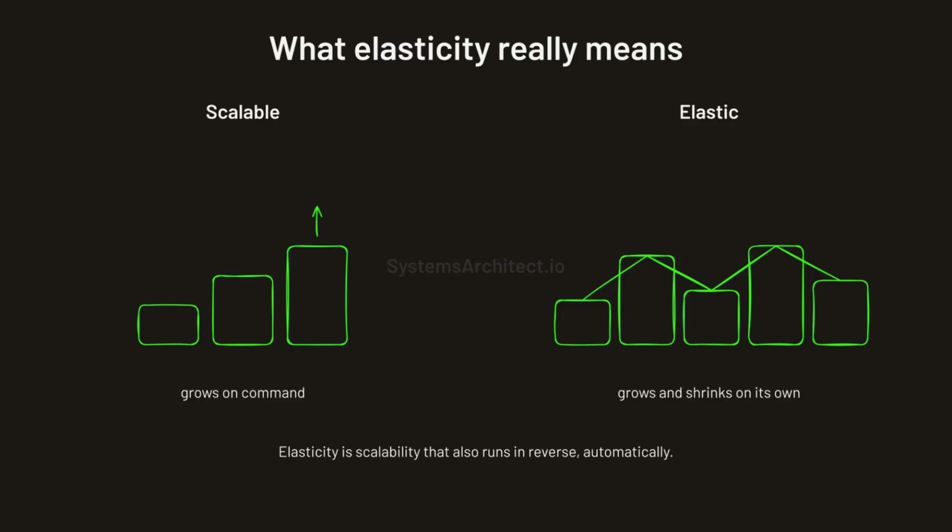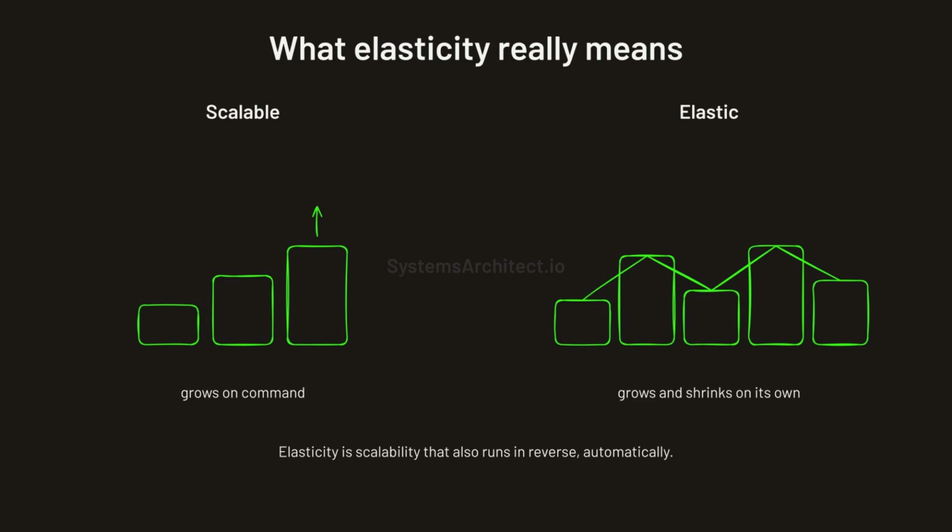Elasticity is the ability of a system to automatically adjust its resources to match demand. That adjustment runs in both directions. It adds capacity under load and removes it once load falls away. The removing half is what separates elasticity from plain scalability.